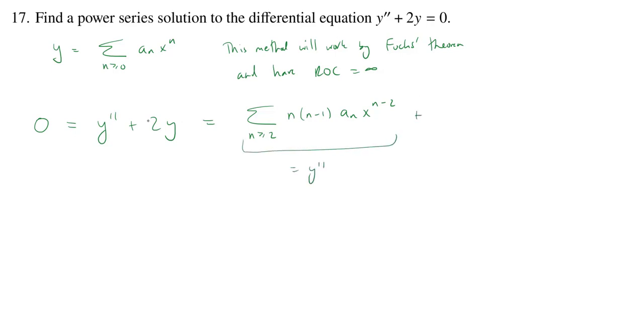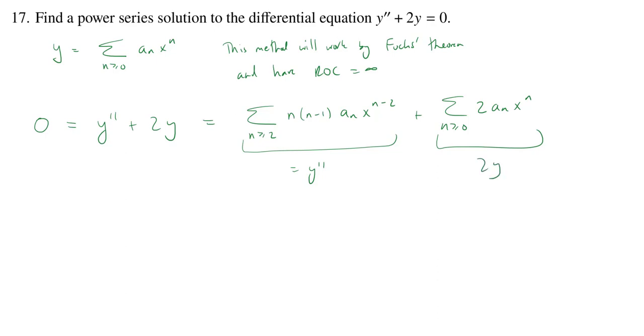So this is equal to y double prime. Now let's write down twice y. Well, that's easy. I just multiply this power series by 2. So I start at 0, and now I have 2 times a sub n x to the n. Okay, so this is my 2 times y.